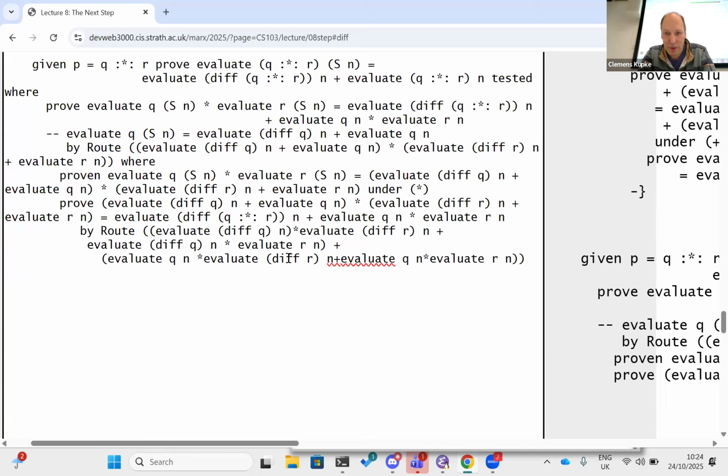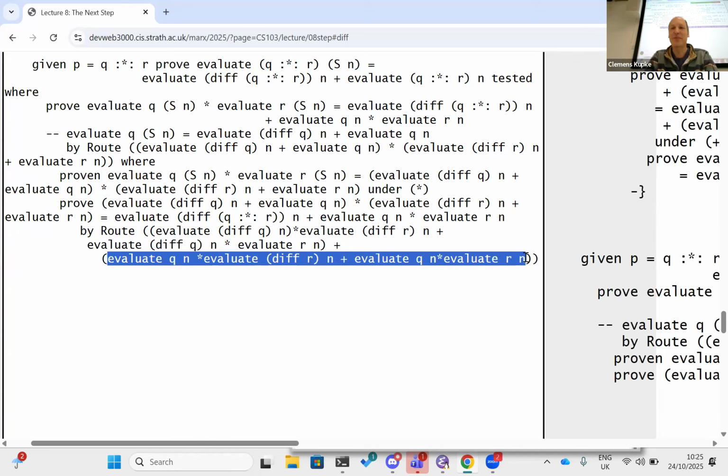So this is exactly, for example, what happens. My spell checker tells me this is crazy. Sorry. This is what happens if you multiply evaluate Qn to everything in the next sum. First to the diff Rn and then to the evaluate Rn. I hope this is clear. So this is really just multiplying it out.